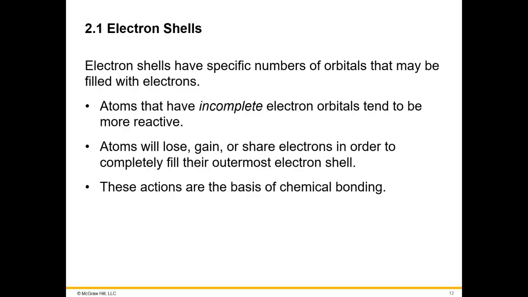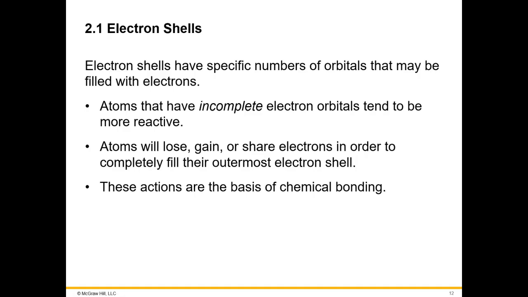Electron shells have specific numbers of orbitals that may be filled with electrons. And to go much further than that, you are on more of a chemistry path than a biology path. But it is important to mention that atoms that have incomplete electron orbitals are going to tend to be more reactive, because these atoms are looking for a balance in chemical charge. And if we've got an empty spot for an electron in one of our orbitals, say we should have 4 electrons in our outer orbital, but instead we only have 3, that's going to make that atom more reactive, because it's trying to find balance.